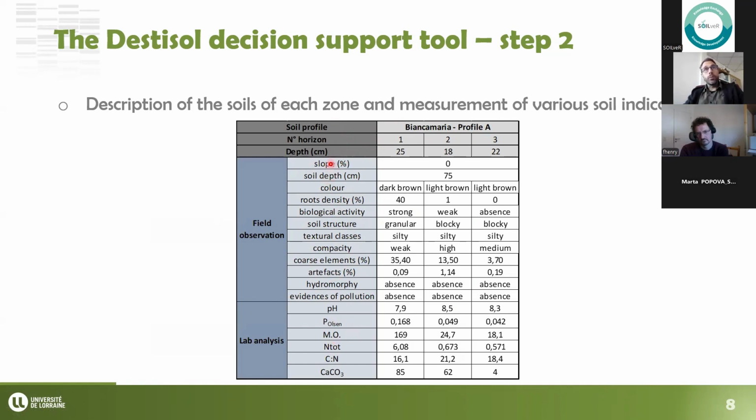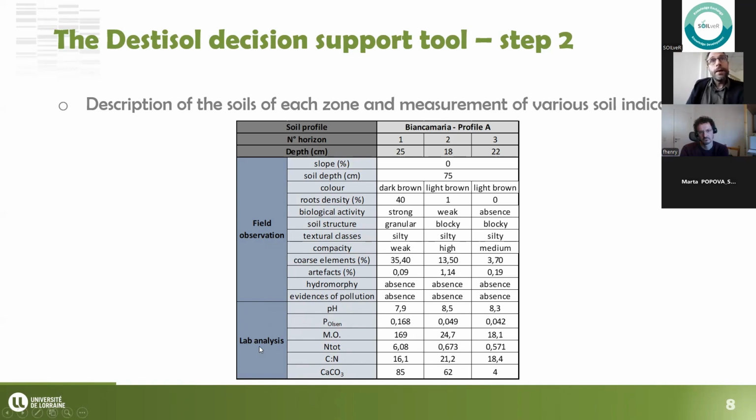We describe the slope, the soil depth, if possible, the color of each horizon, root density, biological activity, percentage of coarse elements, capacity, artifacts, and also, so this is field observation, but also based on some samples, some chemical parameters such as pH, organic matter, and so on.